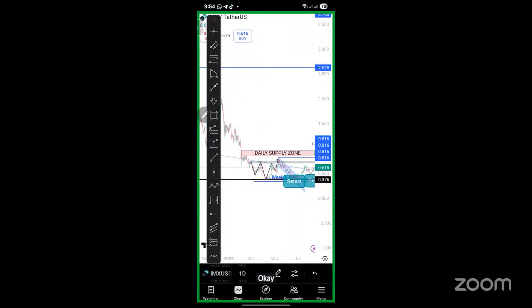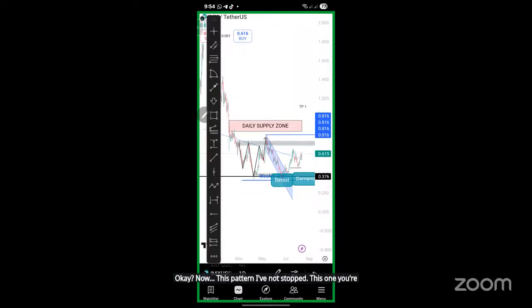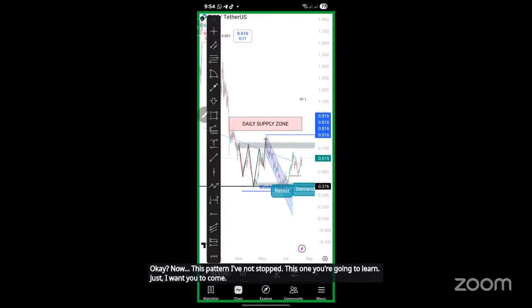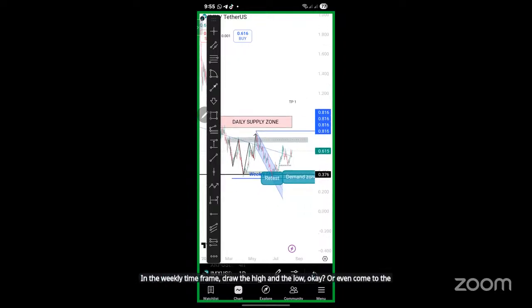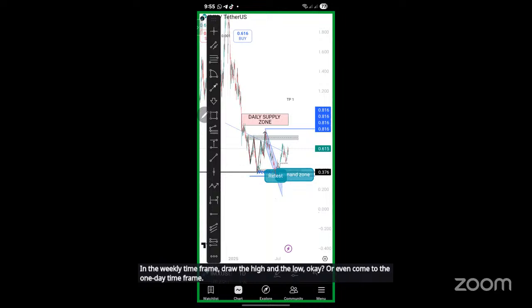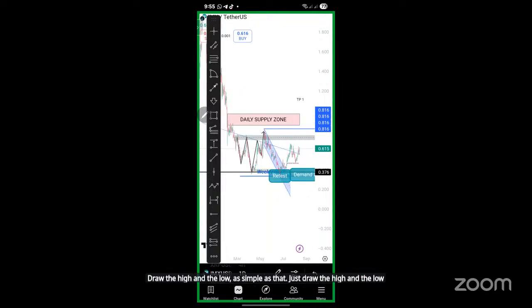Okay. Now, this pattern I've not taught. This one you're going to learn. I want you to come in the weekly time frame, draw the high and the low. Or even come to the 1 day time frame, draw the high and the low. As simple as that. Then after, draw the demand zone and draw the supply zone. Simple. Those are the things you're going to do.